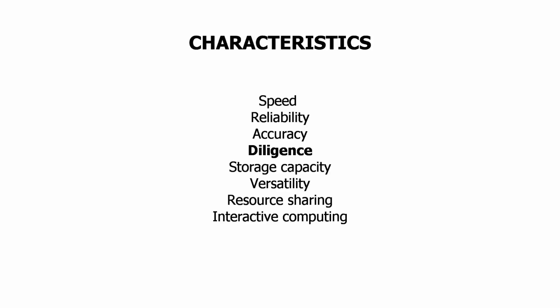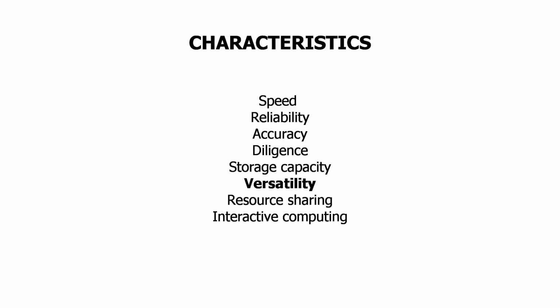Diligence. A computer, being a machine, does not tire or suffer from lack of concentration like human beings, even though it has to perform millions of operations. It performs all operations with the same speed and accuracy. Storage capacity. Computers are capable of storing enormous amounts of data that can be located and retrieved very quickly. The capacity to store and retrieve volumes of data is at the core of the information age.